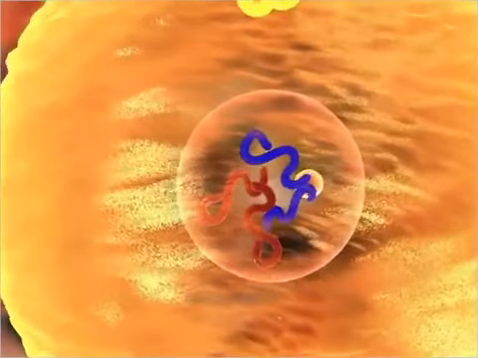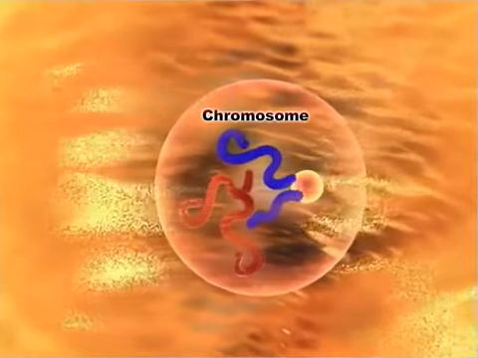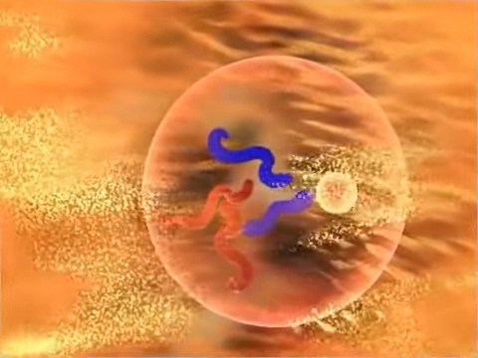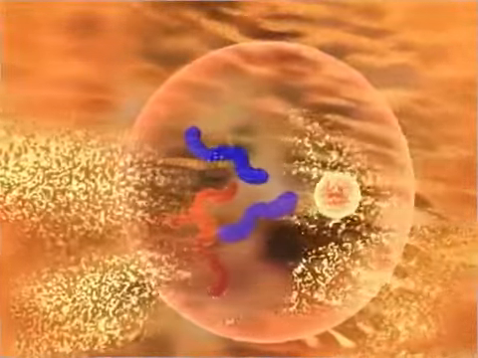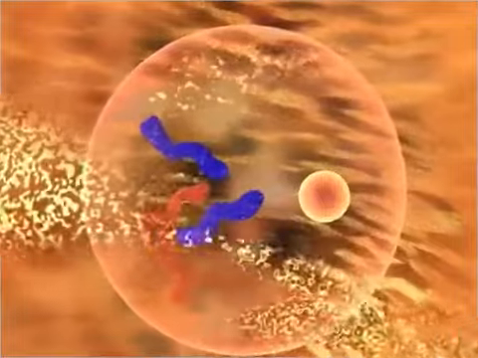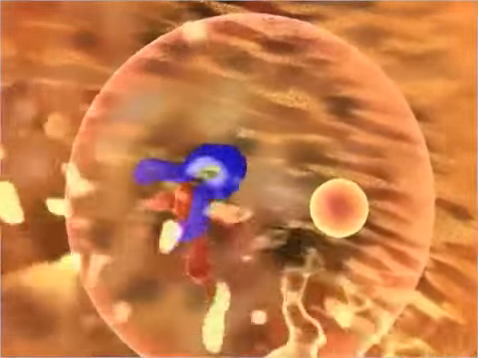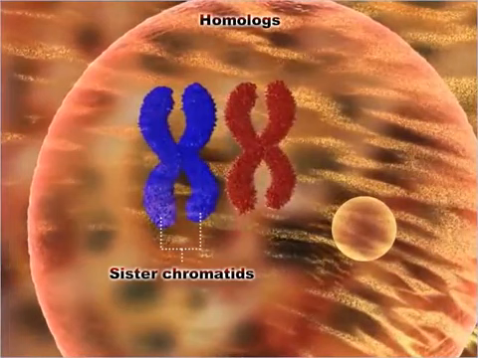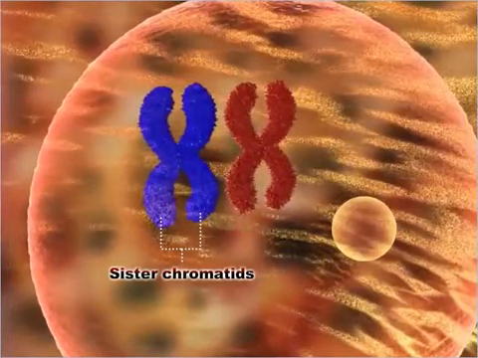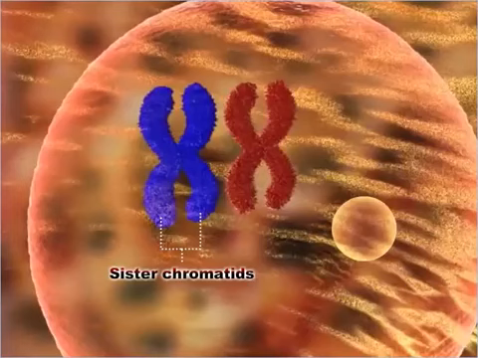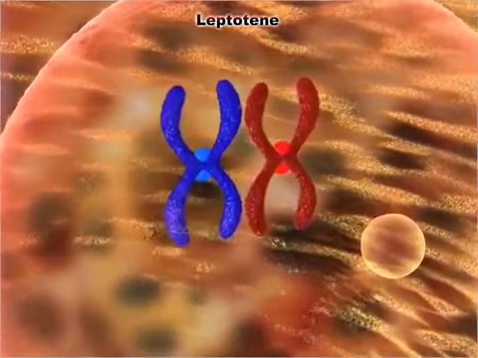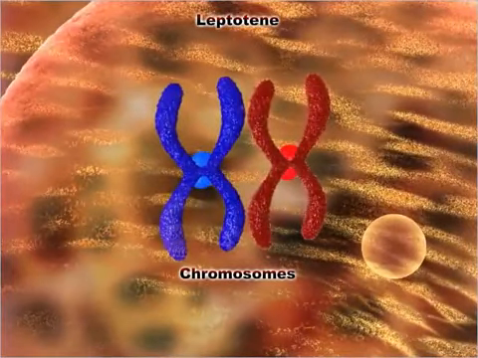Each diploid cell has 2 copies of chromosome, one inherited from the male parent and the other from the female parent. These 2 copies, coming from different parents, are similar to each other and are called homologs. Now let us look at the different stages of prophase I in detail. To begin with, let us learn about leptotene. During leptotene, the chromosomes condense and become visible.